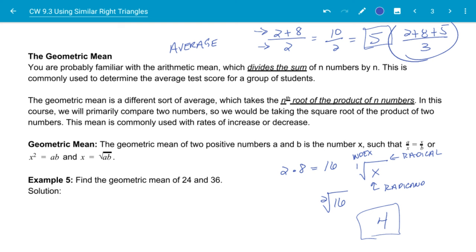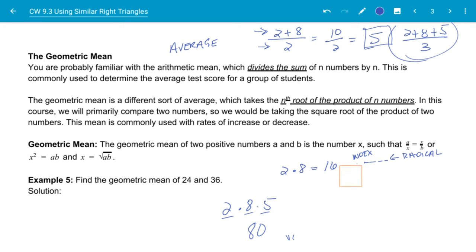Now, if I had used this example up here and I had 2, 8, and 5, and I multiplied all those together, which is 80, then I would take the root, and my index there would be 3, because I would have 3 numbers there.